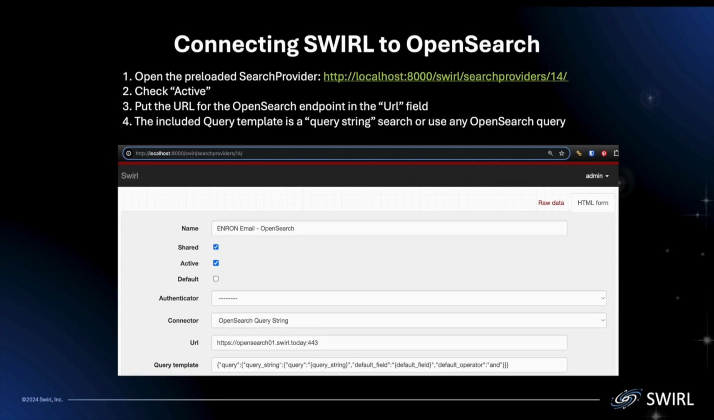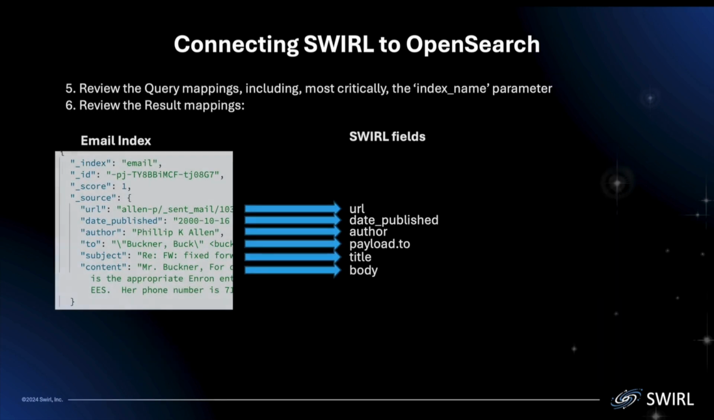So what you're going to do in a second, and I'll show you, is you're going to go through and make the source active. You can change the name. You're going to want to put the URL for the OpenSearch endpoint in. By default, I think it says the localhost port, but we're going to be putting the port of our OpenSearch installation. There's also a query template where you can put in your query. We're going to use the default query string search for this.